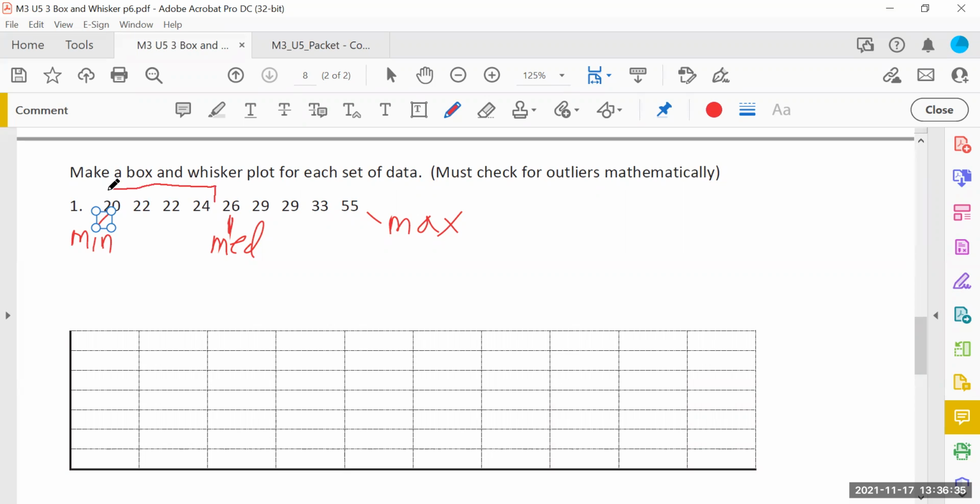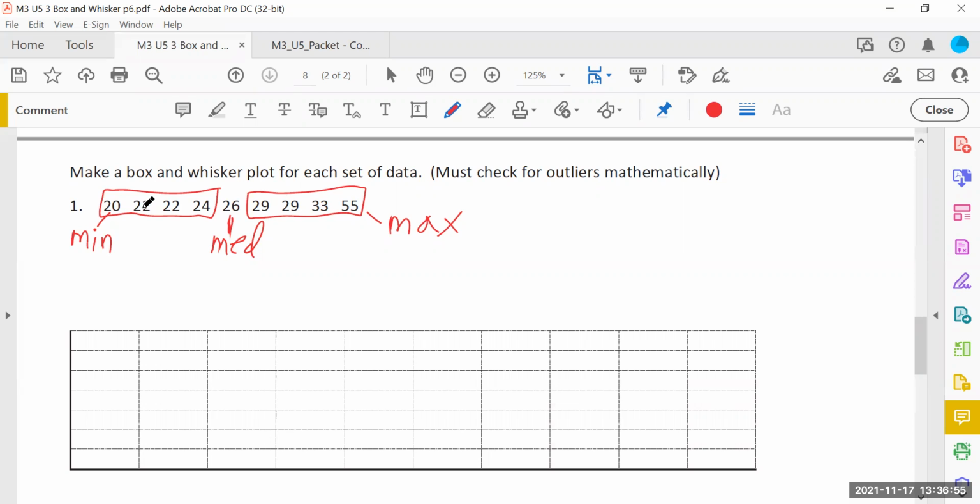Here's my lower half of the data. Let's try that again without cutting through it. Here's the lower half. Here's the upper half. Why did I not circle the 26? It's the median. It's in the exact middle. It doesn't go with the lower or upper half.